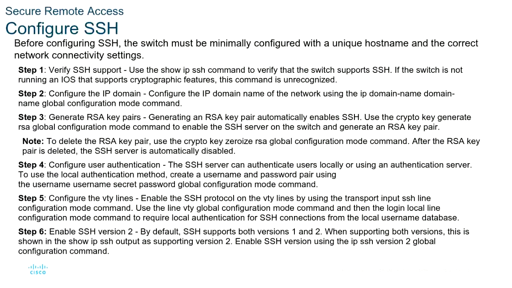You have to configure the IP domain. You have to use the ip domain command and just make one up. It doesn't have to be a real domain: cisco.com, tccd.edu, anything you want to. The way encryption works is it uses encryption keys. So step three, we're going to generate a key pair.